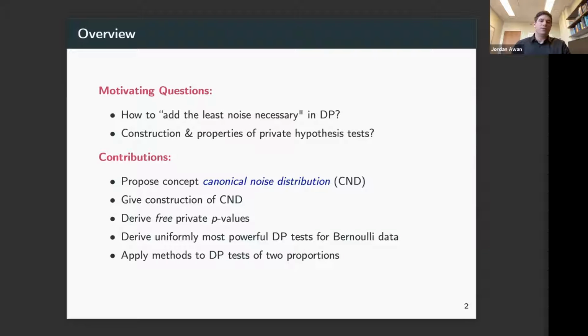And then from the CND, we move to the hypothesis testing problem. And it turns out that this notion of CND is exactly what we need to derive free private p-values. We'll explain what we mean by that precisely. Uniformly most powerful tests for Bernoulli data. And we might, if we have time, touch on an application to another testing problem of two proportions.